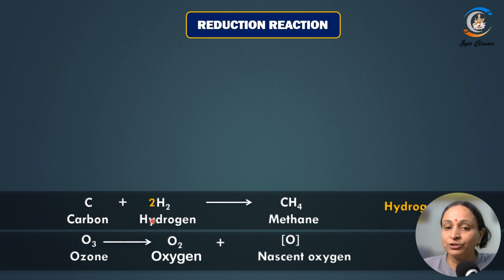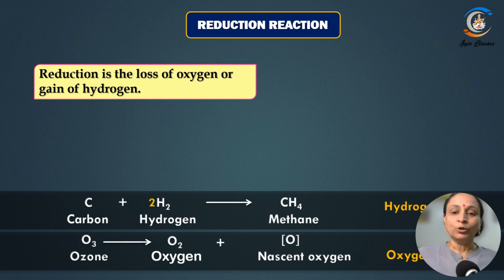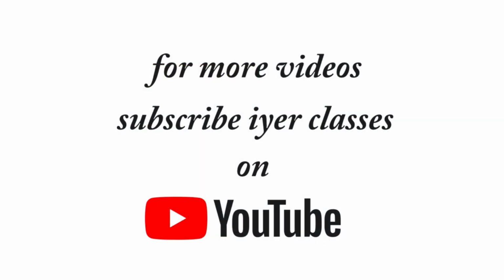Whether it is addition of hydrogen or removal of oxygen, both are considered to be a reduction reaction. Right? So this is another example of reduction: addition of hydrogen or removal of oxygen. Both are considered to be reduction reactions. So write down the definition in your notebook. Reduction is the loss of oxygen or the gain of hydrogen.